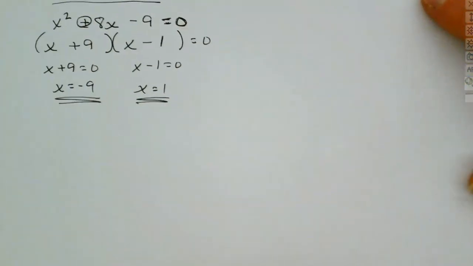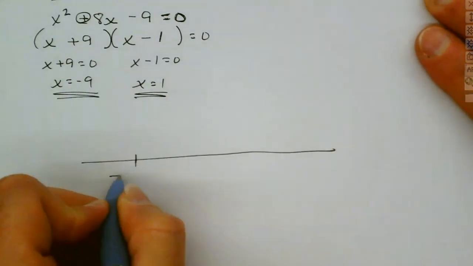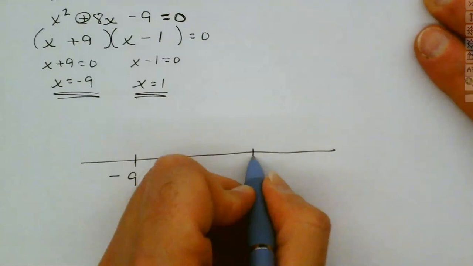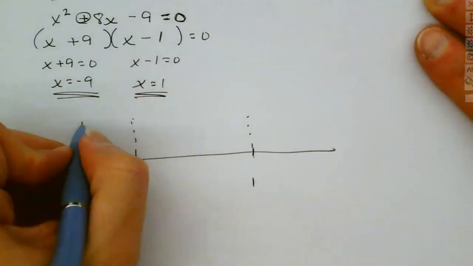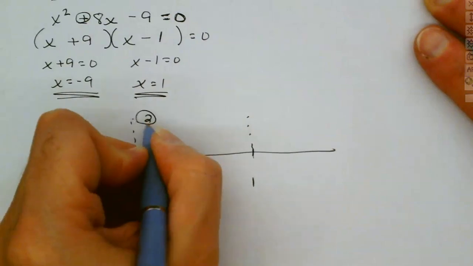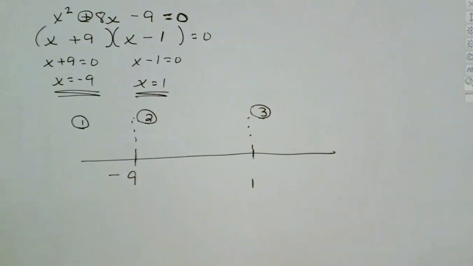So put these on the number line in the correct order, and that means we've got negative 9 and positive 1. And we've got 3 regions. These are called critical points, and they're where the signs switch back and forth between true and false. We need to check numbers in each region.